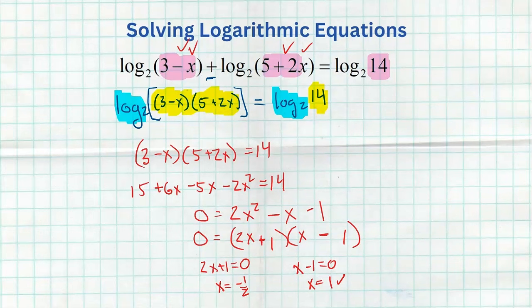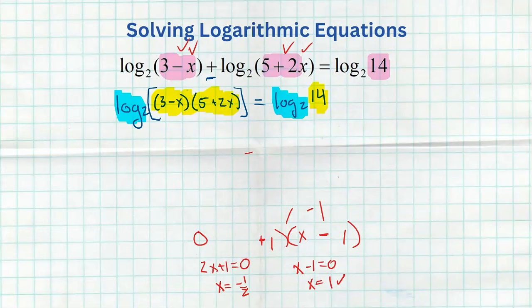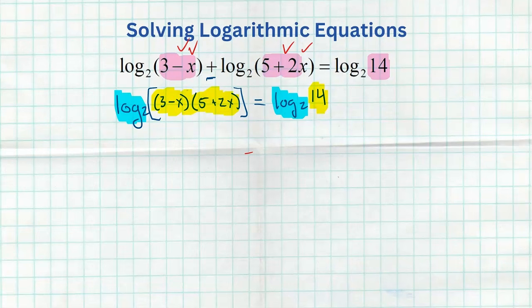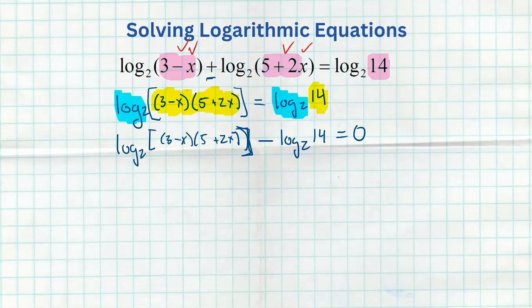Now, I told you I was going to show you one more way that we could solve this problem. The other way we could solve this problem is to continue, before we do anything with logs, to get everything on one side. So now I'm going to take this log base 2 of (3 minus x) times (5 plus 2x), and I'm going to subtract over the log base 2 of 14 and make that equal to 0.